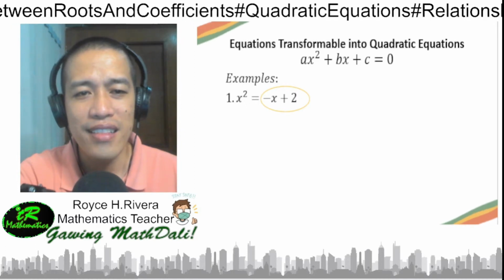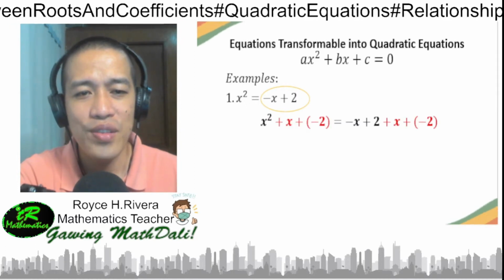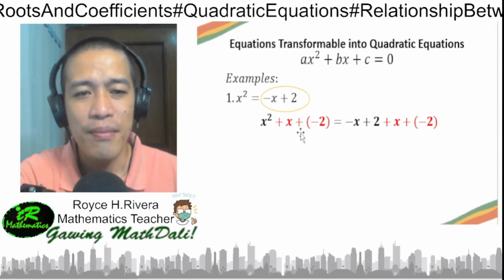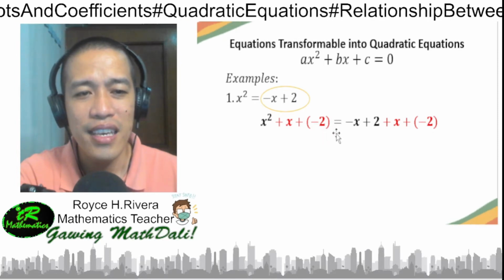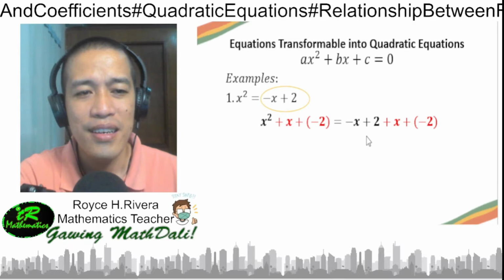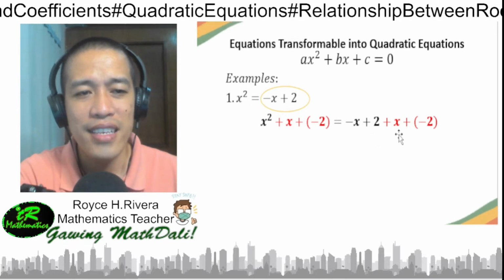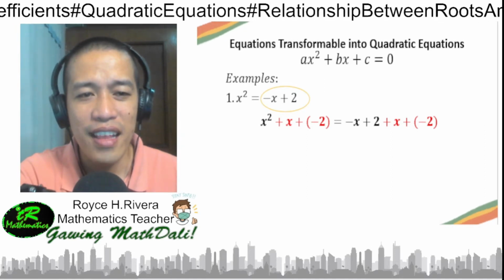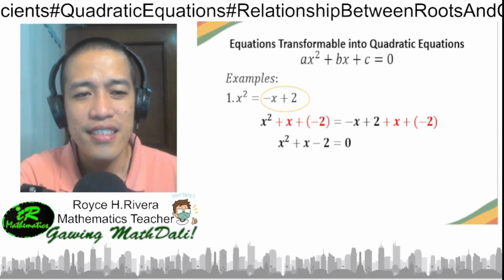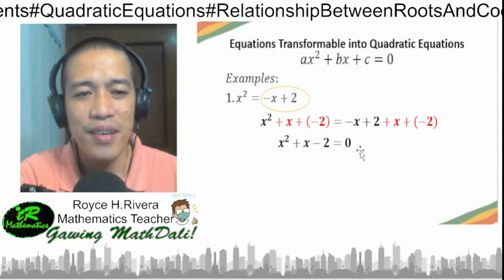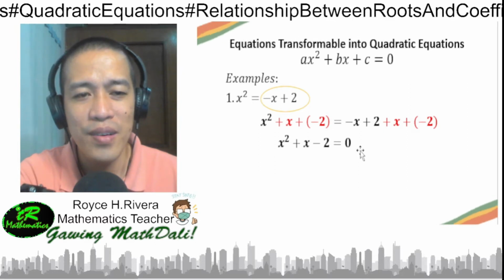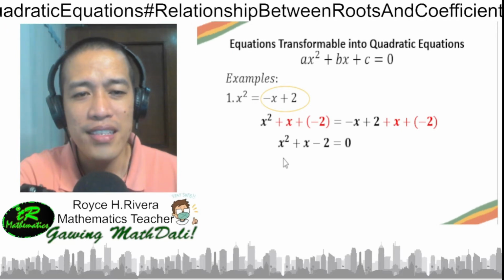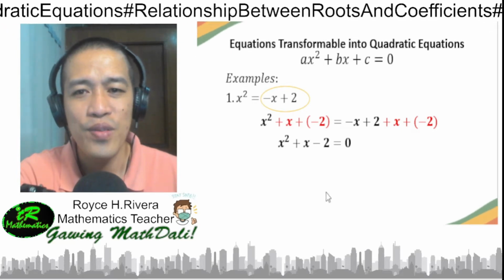So we will write the equation as x squared plus x plus negative 2 equals negative x plus 2 plus x plus negative 2. Now we add like terms. The right side of the equation will now be equal to 0, and the left will be x squared plus x minus 2.